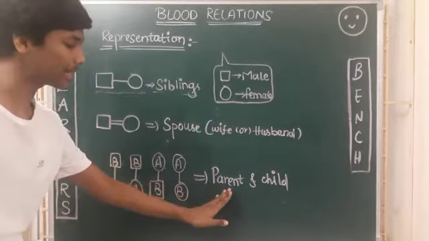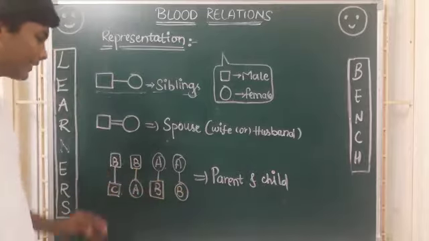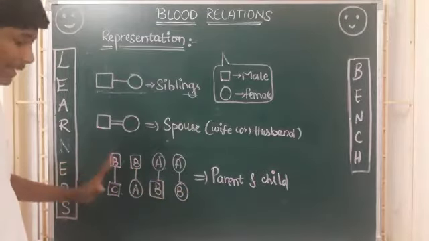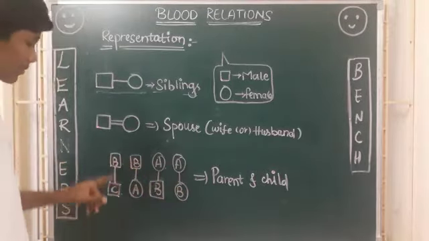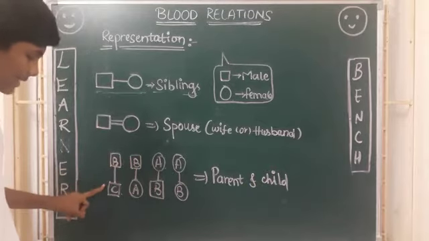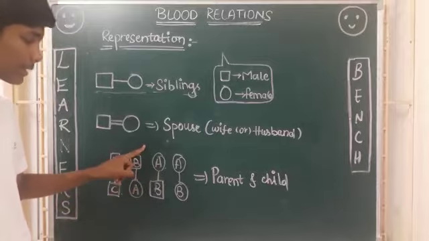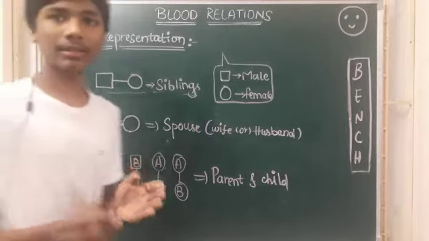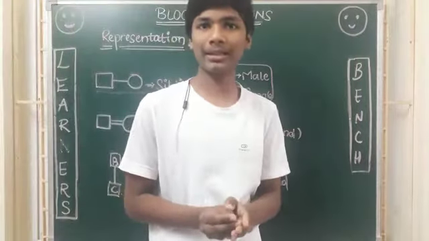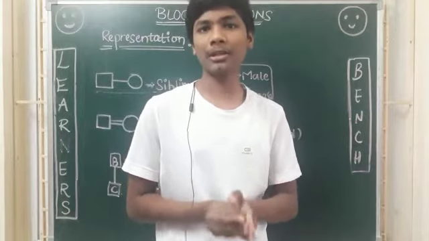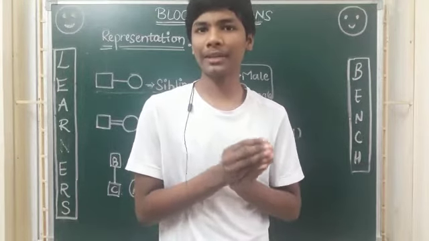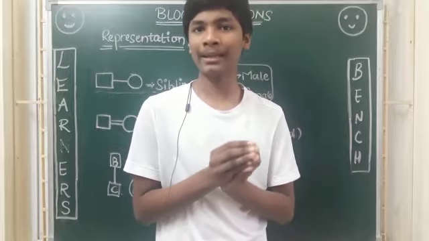And the third one is the relation between parent and child. Here you can see very clearly I wrote four of the relations. B is father of C and C is son of B. A is mother of B and B is son of A. This is just the concept in the blood relations chapter. If you know this concept, you can do the problems without any confusion and you will be clear.